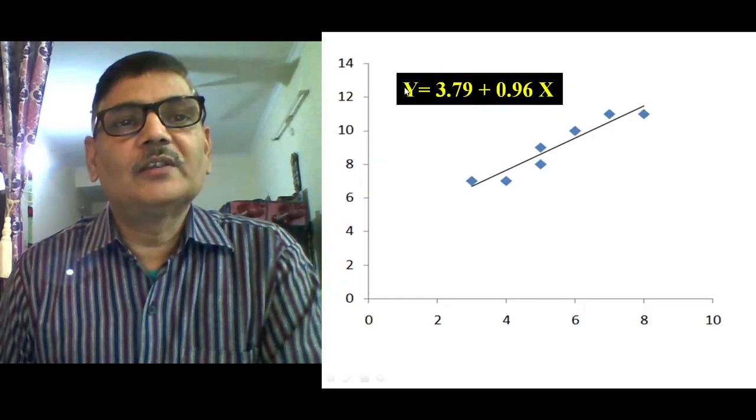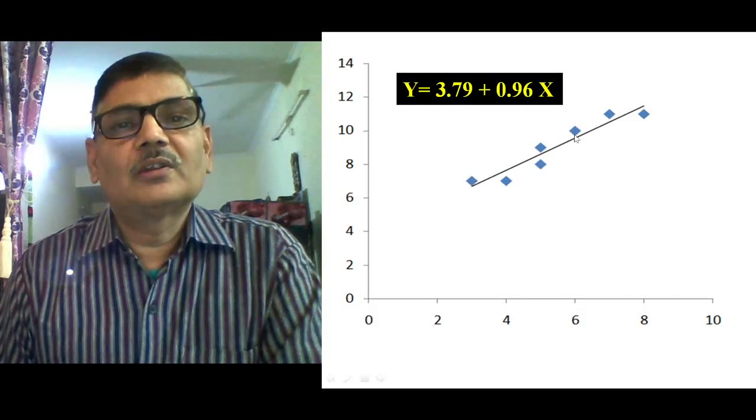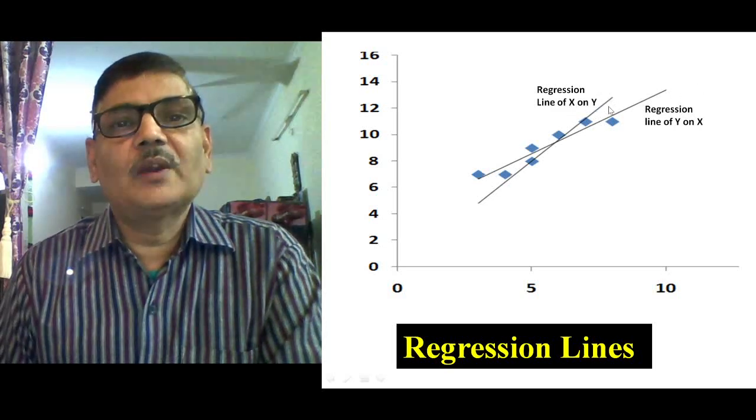So based on this equation, y is equal to 3.79 plus 0.96x, the regression line y on x has been obtained. This line is the regression line for y on x, and you can have both lines in the same graph, that is regression line x on y as well as regression line y on x. And see, there is a point where these two lines intersect each other.